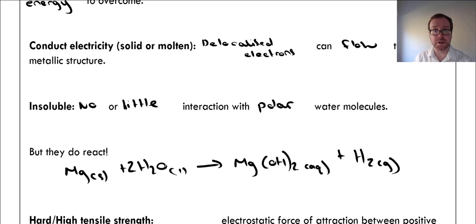It looks like it's dissolving because we're forming an aqueous solution and a gas, but what actually is happening is that it's reacting. So it's still not soluble. We've gone from magnesium as a solid, as a metallic element, to magnesium hydroxide. So we've made something completely different.